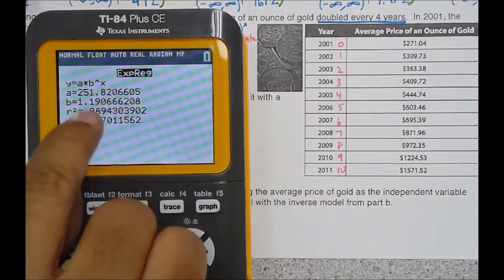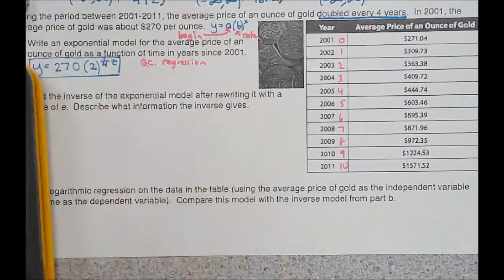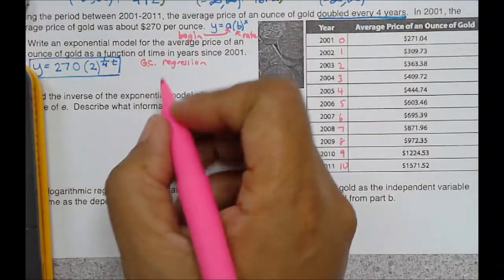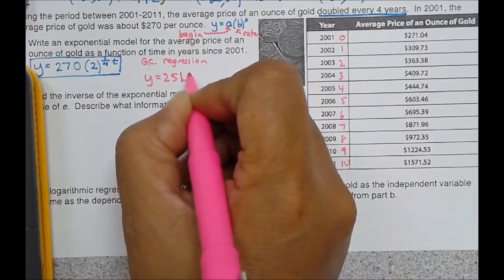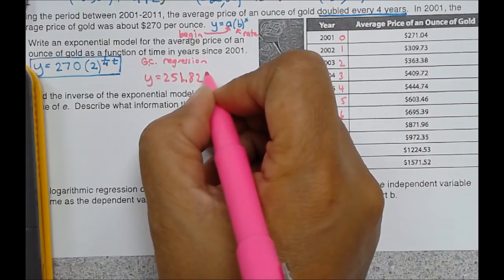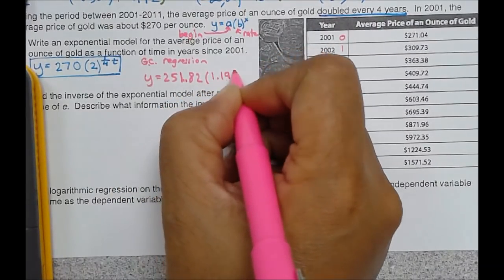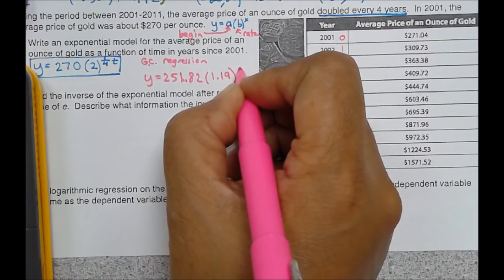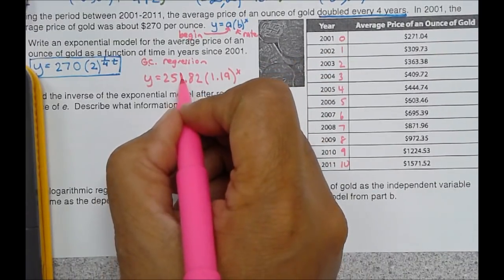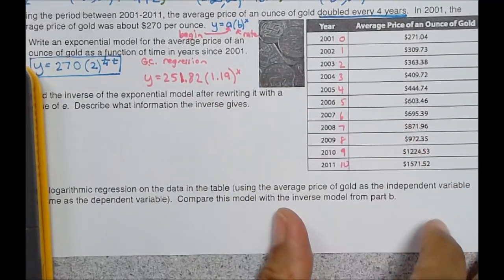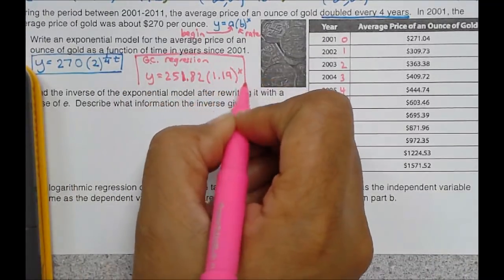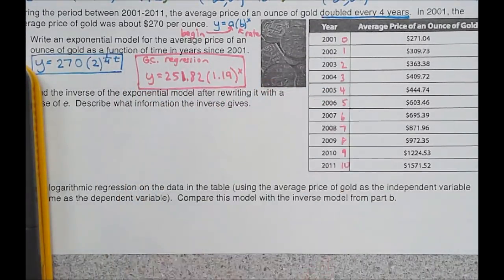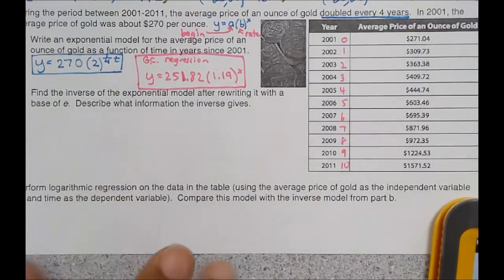So I'm going to plug these values into this function. We have y equals 251.82, and then our b is 1.19 raised to the x power, or you can write t. Okay. Now this is using just the graphing calculator and the table. So this is just another way of writing the equation, but both are made a little differently.